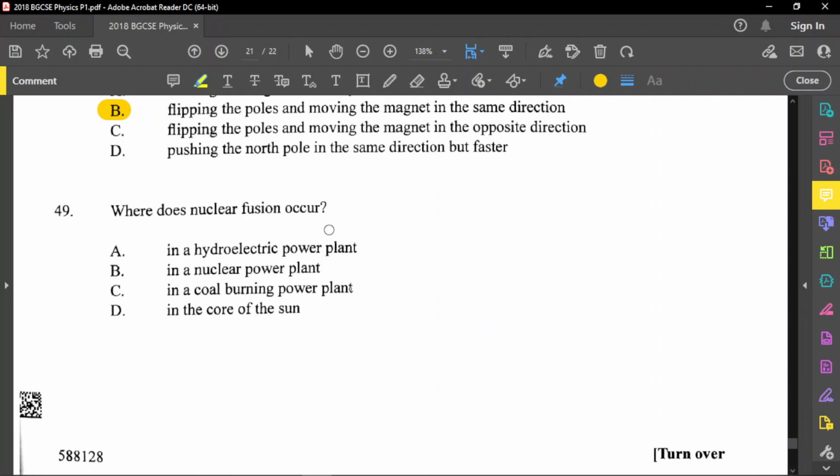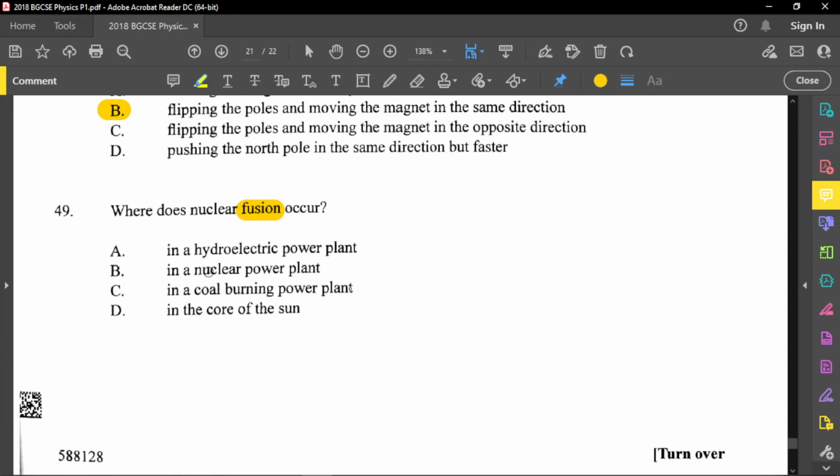49, and one more question to go after this. Where does nuclear fusion, keyword, fusion, occur? Nuclear fusion means particles come together to form one bigger thing. And fission is when they split. So fusion is when they come together to form one big thing. Fission is when they actually split.